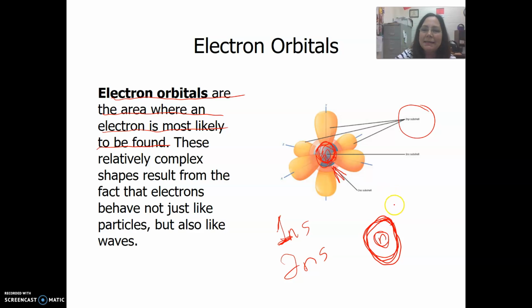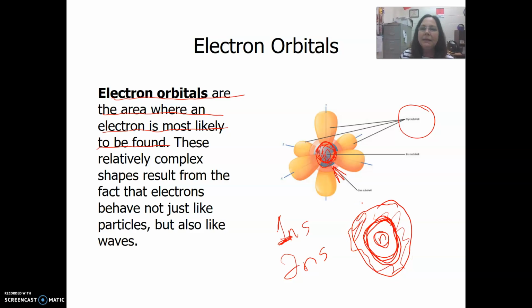Now, in the second energy level, you have a 2NS, which is right here, subshell, and that is the same shape as the 1NS. It is a spherical shape. So the next 2 electrons are found in the 2NS subshell. So those 2 electrons are more likely to be found in this area than anywhere else.